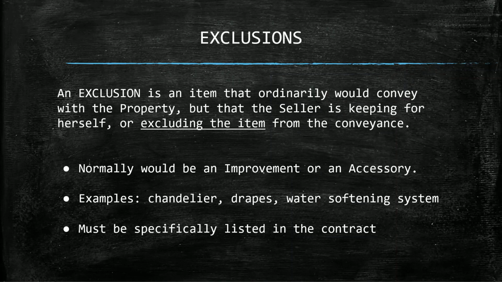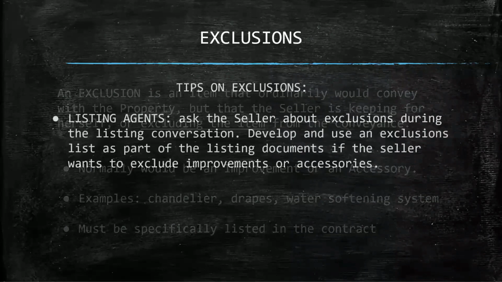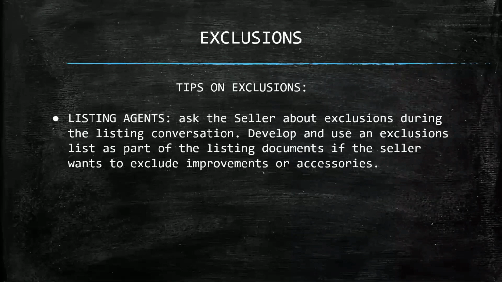If there are several of them, then you may want to have an exclusions list. So here's a couple of tips. Listing agents, always ask the seller about exclusions during the listing conversation. You need to develop and use an exclusions list as part of your listing documents.